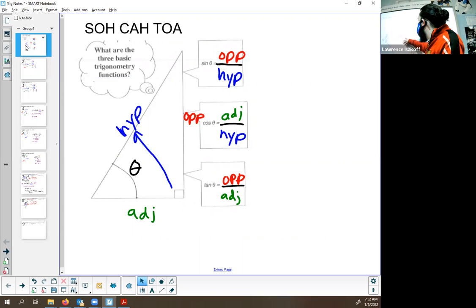We don't like cosine because that's adjacent and hypotenuse. Sine is opposite and hypotenuse. Hypotenuse isn't what we want in this, so I'm not going to worry about that.